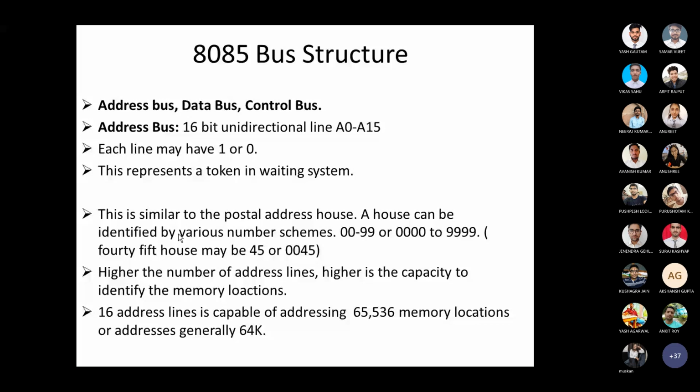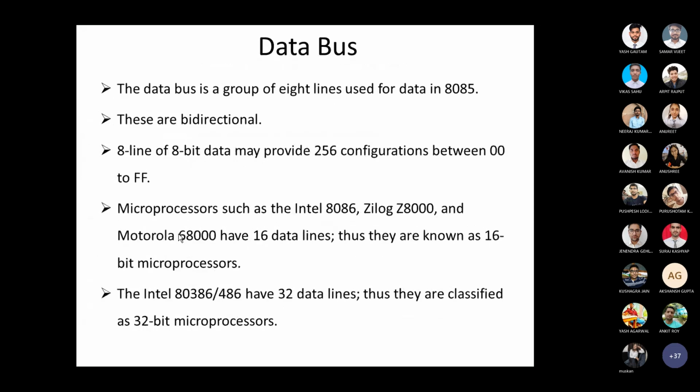So we could also use a 5-bit or 4-bit address bus, but to keep large memory locations in the 8085 system, we have only 16-bit unidirectional lines used in this 8085. So next is the data bus.